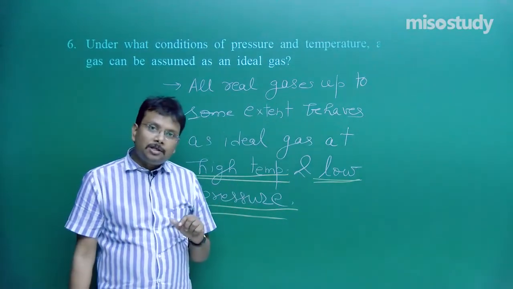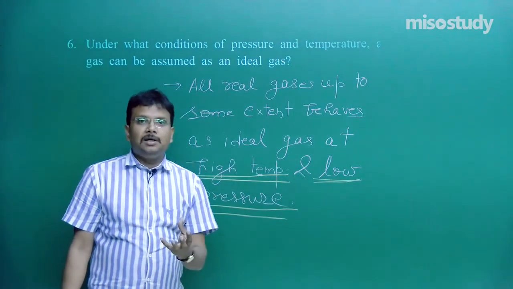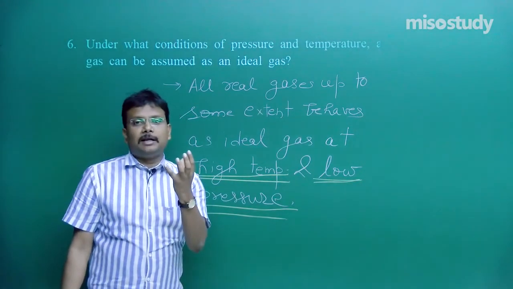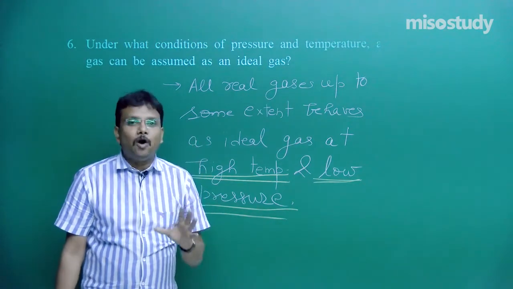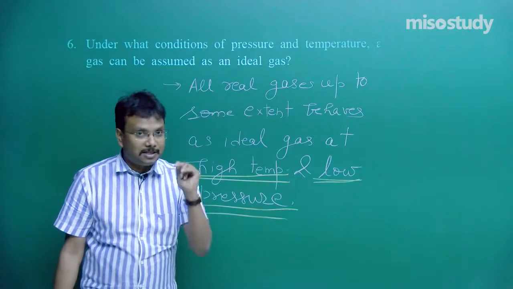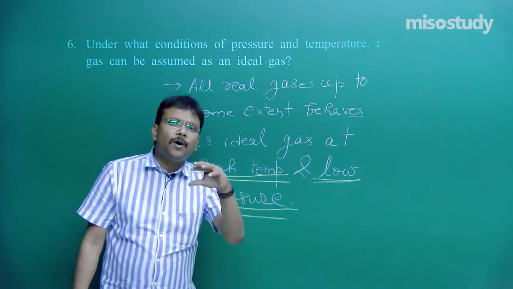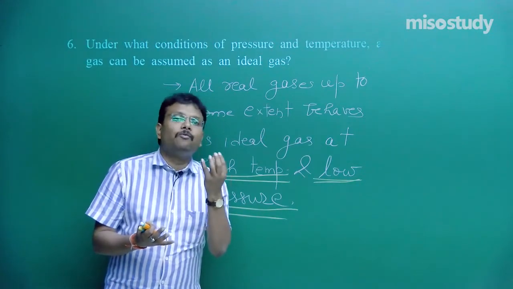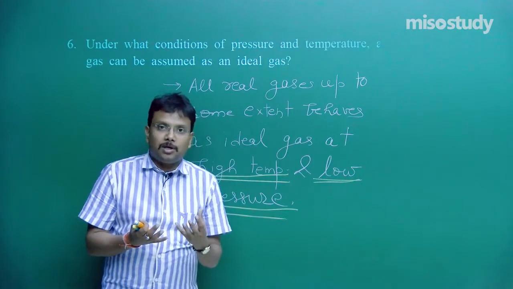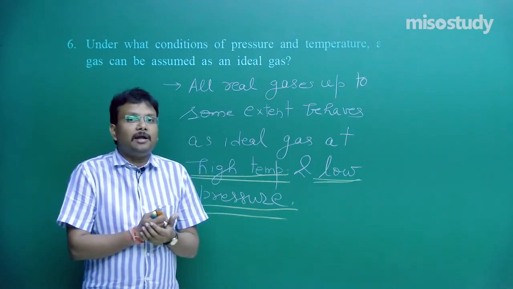Low pressure means what? Low pressure means the volume of all the molecules of the ideal gas is negligible compared to the volume of the container in which the gas is placed. So low pressure means very few molecules. You can say in real gas terms also, the volume of the molecules is very small compared to the container volume.